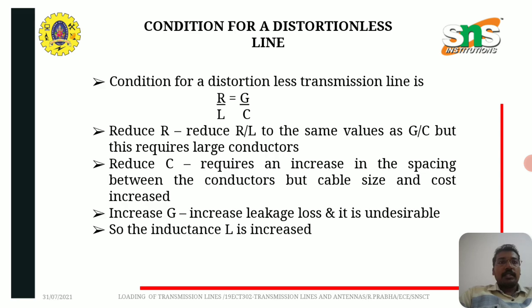Condition for a distortionless line. The condition for a distortionless transmission line is R by L equal to G by C. Reduce R by L to the same value as G by C, but this requires large capacitors. Reduce C. It triggers an increase in the spacing between the conductors, but cable size and cost increase. Increase G. It increases leakage loss and it is undesirable. So the inductance L is increased.